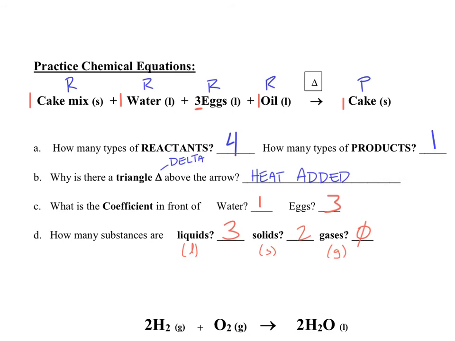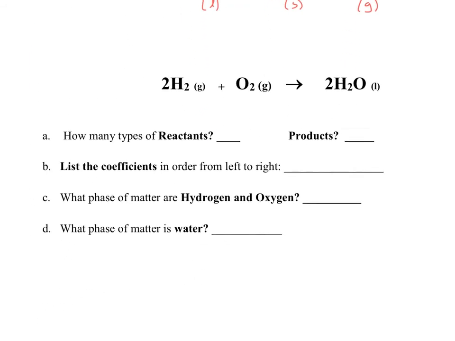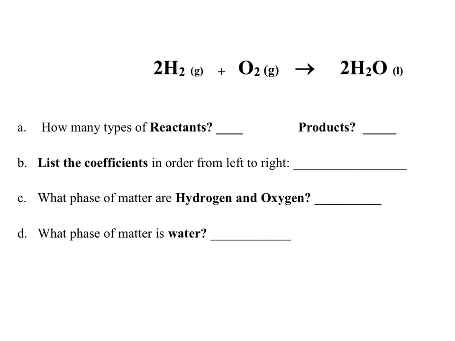All right, so now let's look at a real equation. That one was just an example. So in this equation, I have 2H2 gas plus O2 gas yields or produces 2 H2O molecules in the form of a liquid.